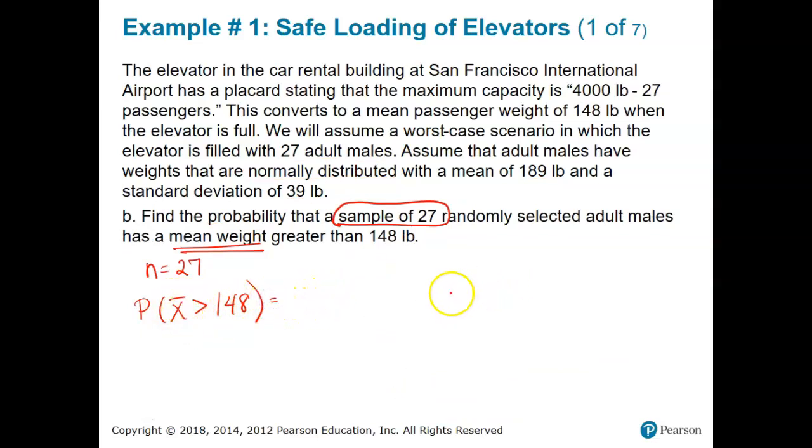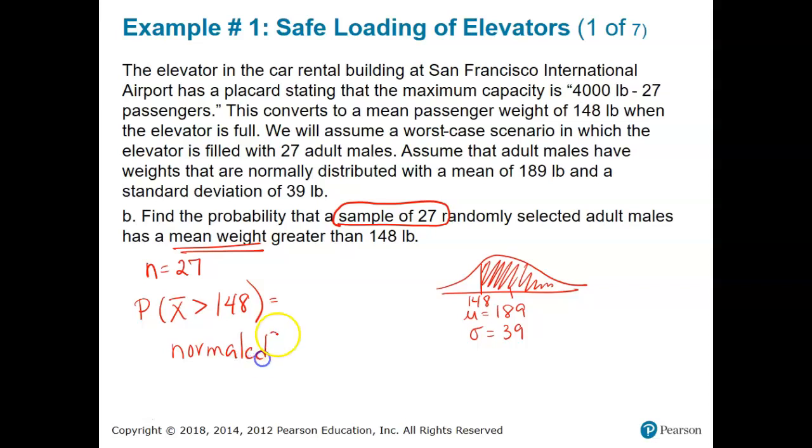Okay, so as far as the sketch of it goes, it really is going to look basically the same. The mean is still 189. Standard deviation is 39, and we want the probability that the mean is greater than 148. So as far as how we draw this out, there's nothing different. All right, so we're still going to do a normal CDF. It's still going to go from 148 to infinity.